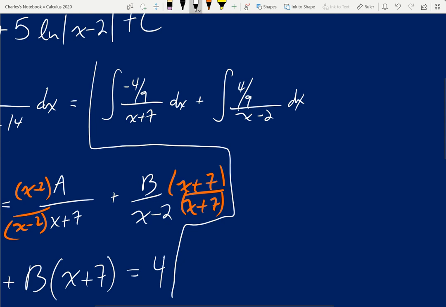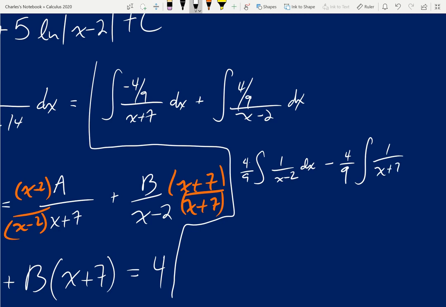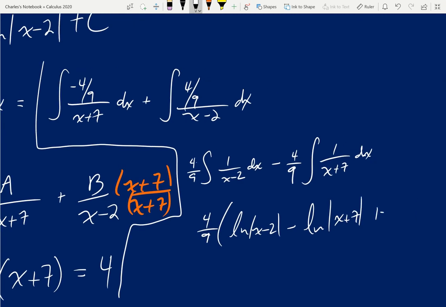which I could then, let's see, I'll carve out this kind of space for me to work on here. Then I could also say that it's easier to say this is 4/9 the integral of 1 over x minus 2 minus 4/9 the integral of 1 over x plus 7. And so you could say this is 4/9 times the natural log of the absolute value of x minus 2 minus the natural log of the absolute value of x plus 7 plus 1c that takes care of both of the c's.